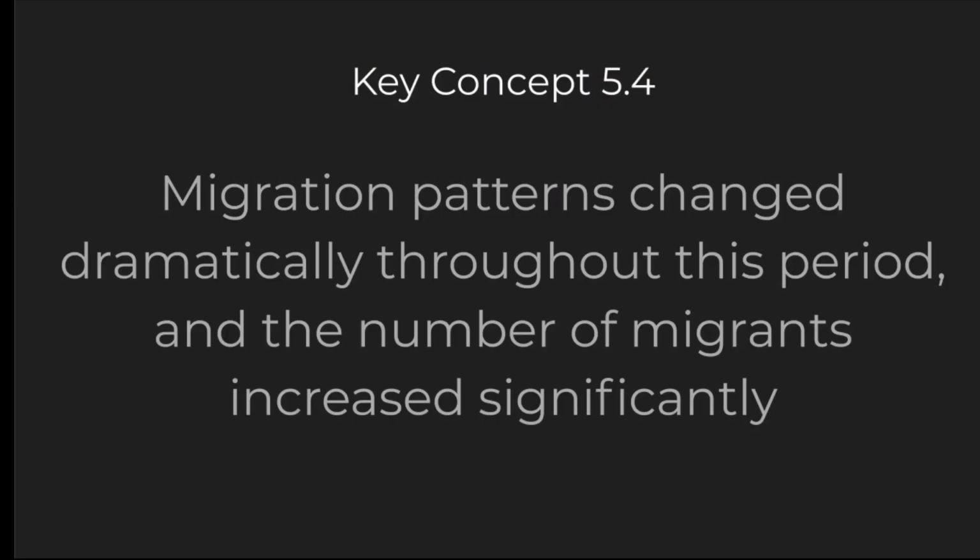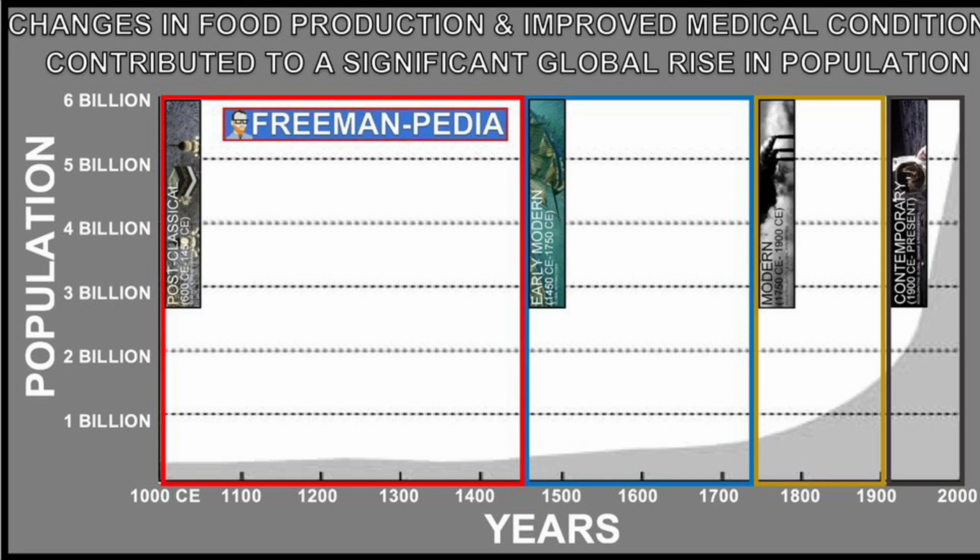Key Concept 5.4. Migration patterns changed dramatically throughout this period, and the number of migrants increased significantly. Part 1. Migration in many cases was influenced by changes in demography in both industrialized and unindustrialized societies that presented challenges to existing patterns of living. Changes in food production and improved medical conditions contributed to a significant global rise in population.